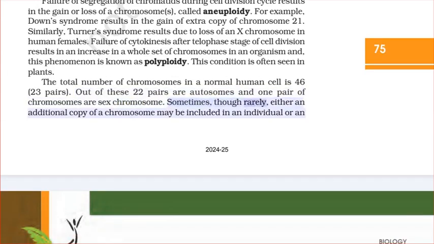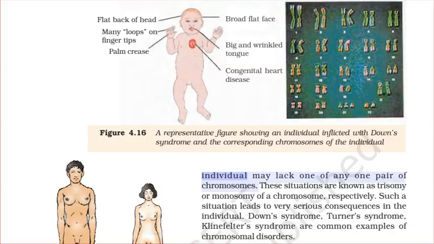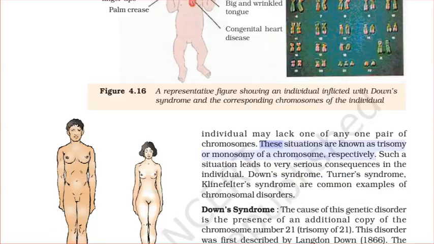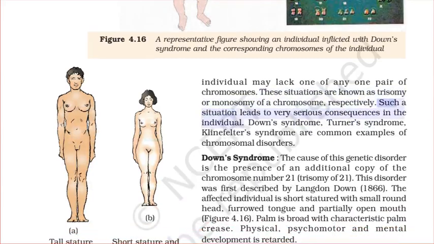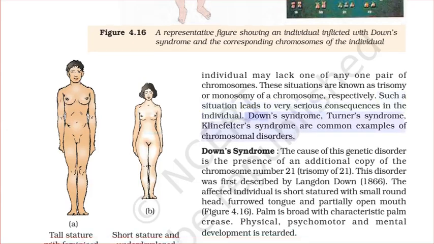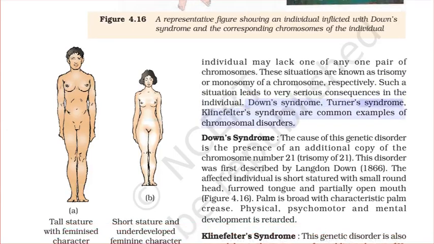Sometimes, though rarely, either an additional copy of a chromosome may be included in an individual, or an individual may lack one pair of chromosomes. These situations are known as trisomy or monosomy of a chromosome, respectively. Such a situation leads to very serious consequences in the individual. Down syndrome, Turner syndrome, and Klinefelter syndrome are common examples of chromosomal disorders.